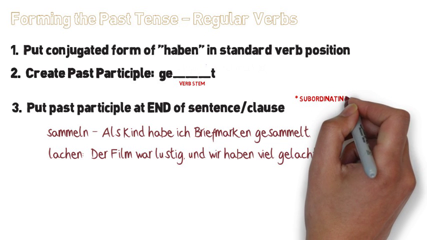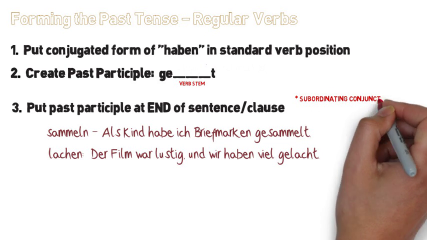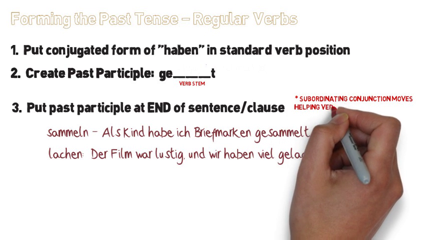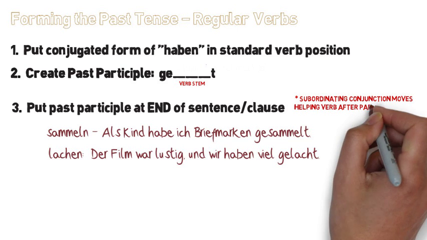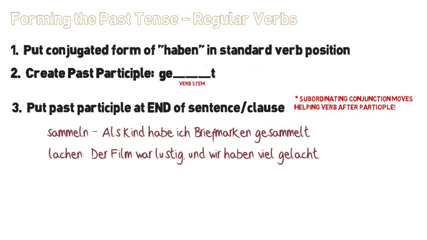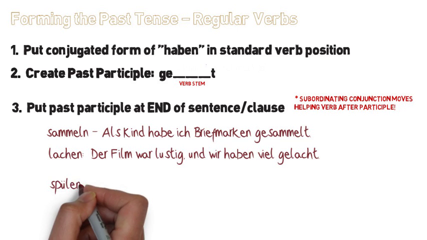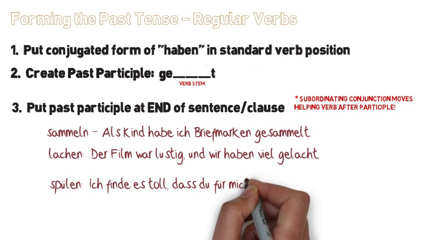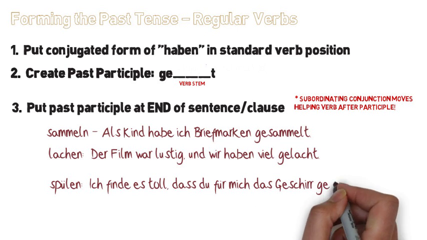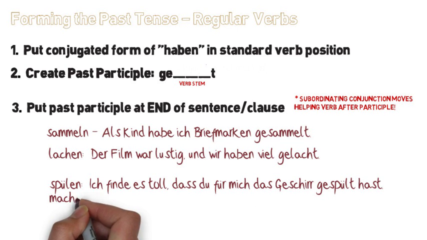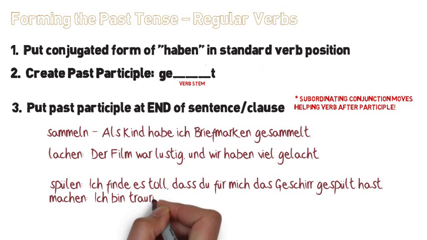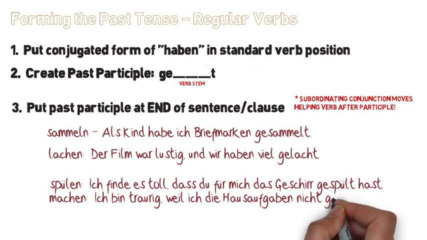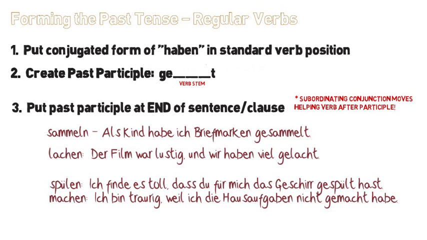It's also worth noting that Rule 1 says the helping verb should go in standard verb position, not necessarily second. If we were to use a subordinating conjunction like weil or dass, we'd have to move the helping verb all the way to the end of its clause. This means the helping verb would still be conjugated, but it would appear after the past participle, as in these examples. Ich finde es toll, dass du für mich das Geschirr gespült hast. Or with machen, ich bin traurig, weil ich die Hausaufgaben nicht gemacht habe.